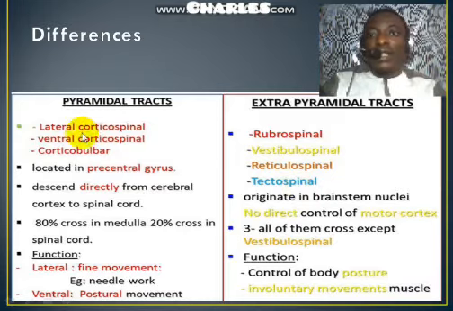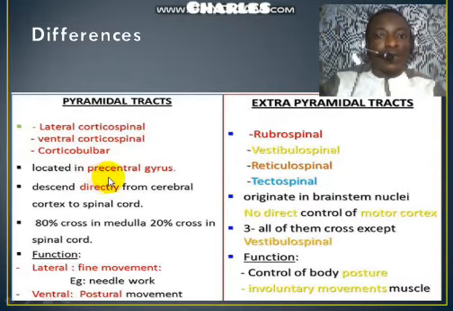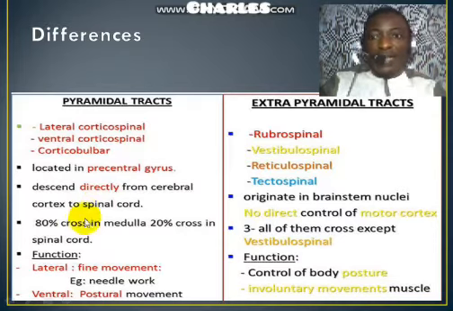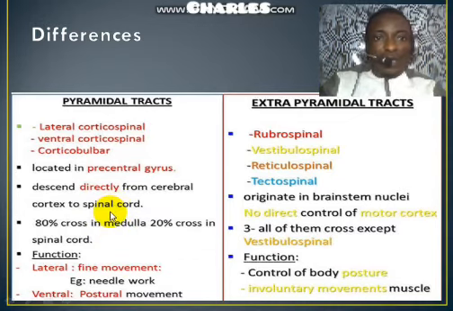Now, these pyramidal tracts originate from the precentral gyrus. They descend directly from the cerebral cortex to the spinal cord. I said all descending tracts carry information from the upper or higher centers down to the body parts. 80% of the pyramidal tracts cross at the medulla, or decussate in the medulla, whereas 20% decussate at the level of the spinal cord. Okay, good.